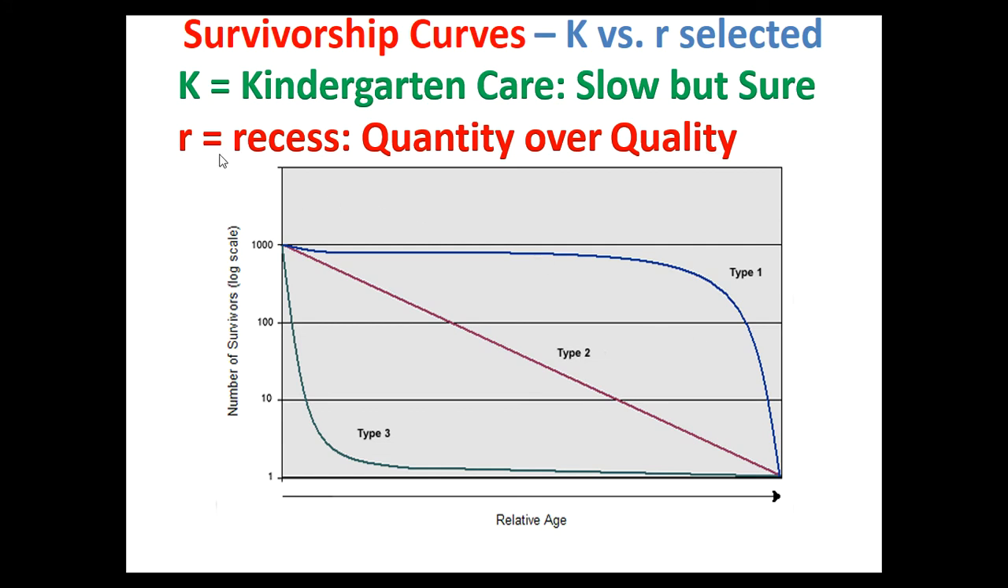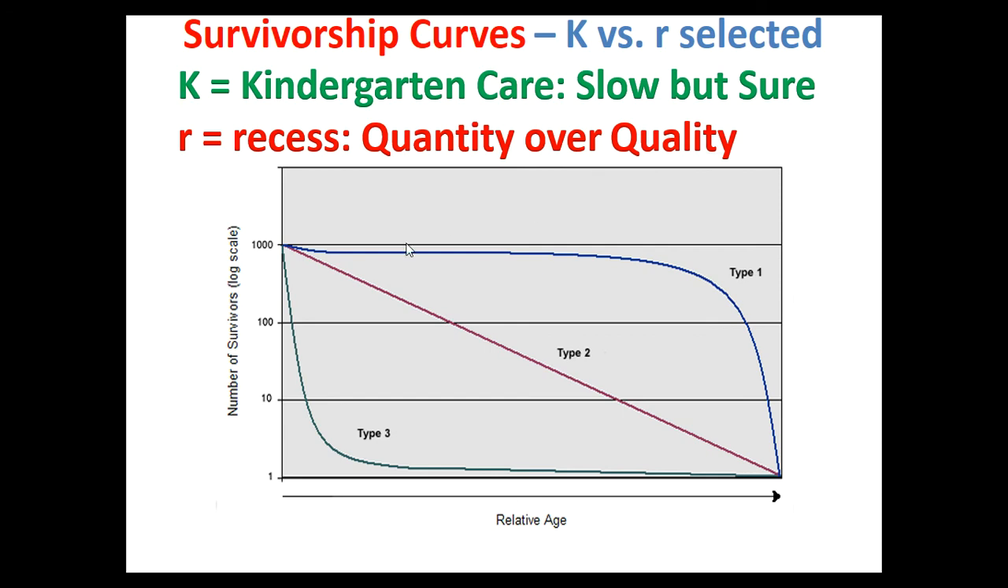Then there's the other strategy, which I totally wish we used, called the R-selected individuals. And what they do is they use the recess idea. They supply lots of babies. This is quantity over quality. They make tons of babies, and they, just like the kindergarten teacher, kick them out to recess. And they're like, hey, good luck. And most of them are going to die.